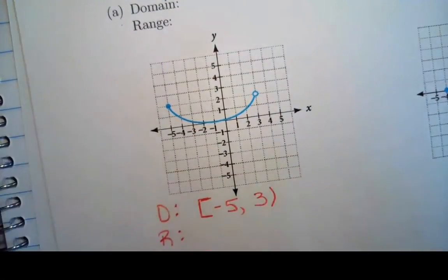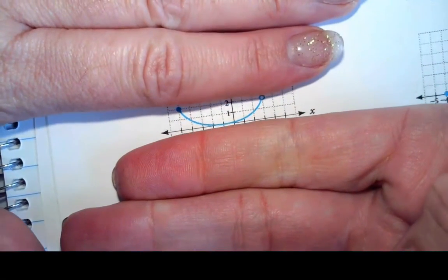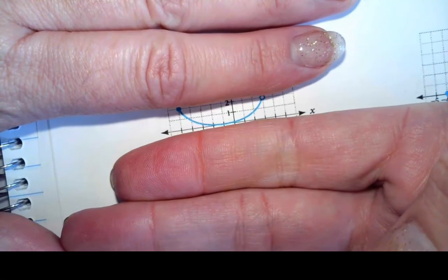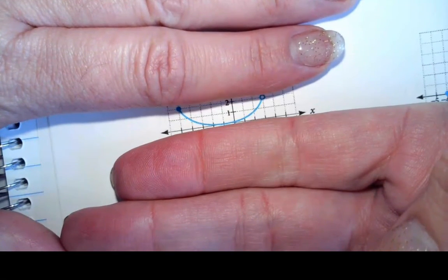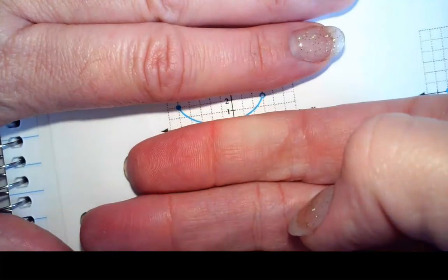What's my range? For your range, you need to go from bottom to top. What's the lowest that this thing goes to, and what's the tallest that this thing goes to? So it's going to bottom out at 0. And there is a point there. There is a point at 0.